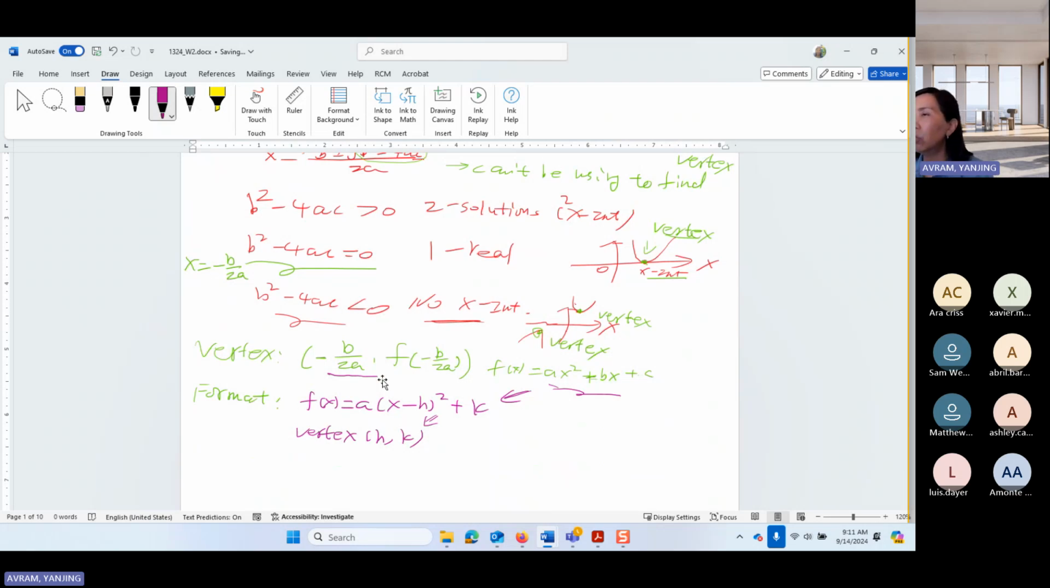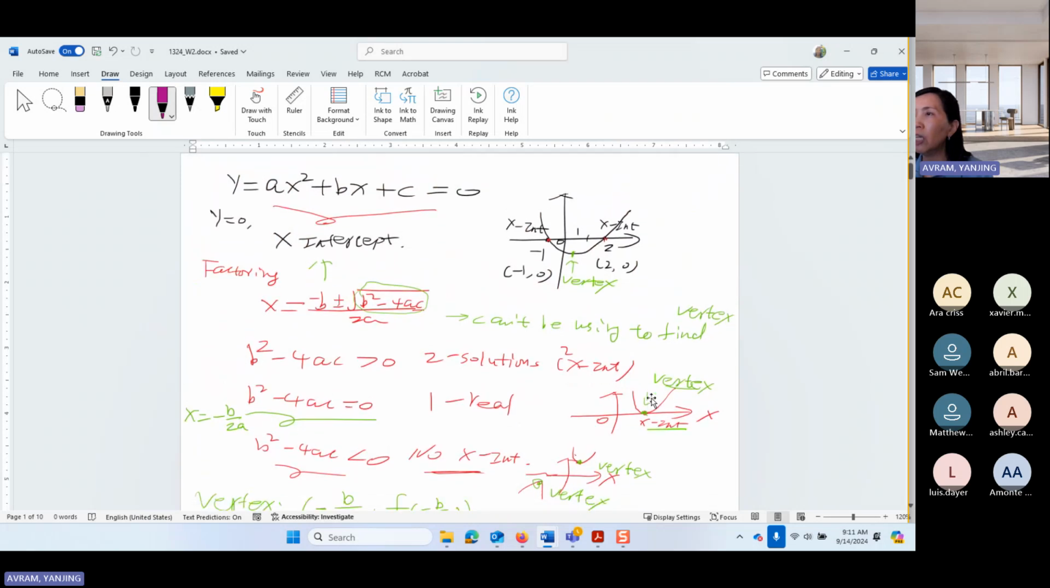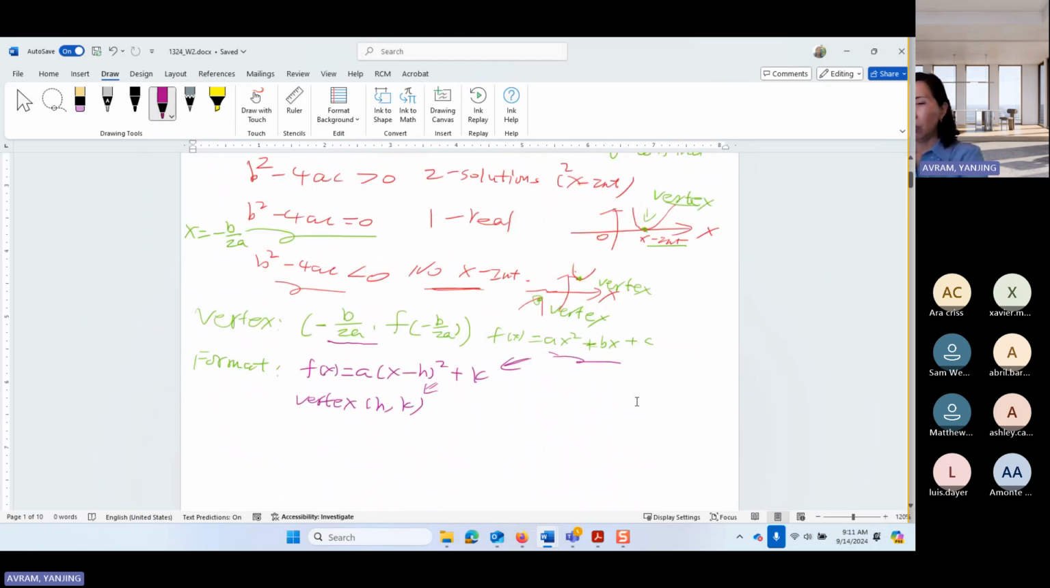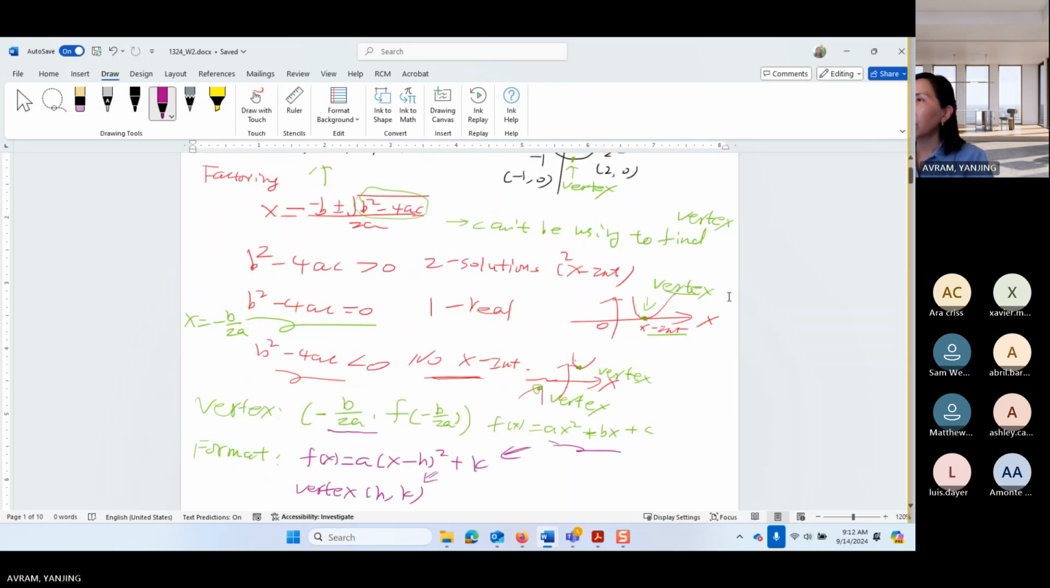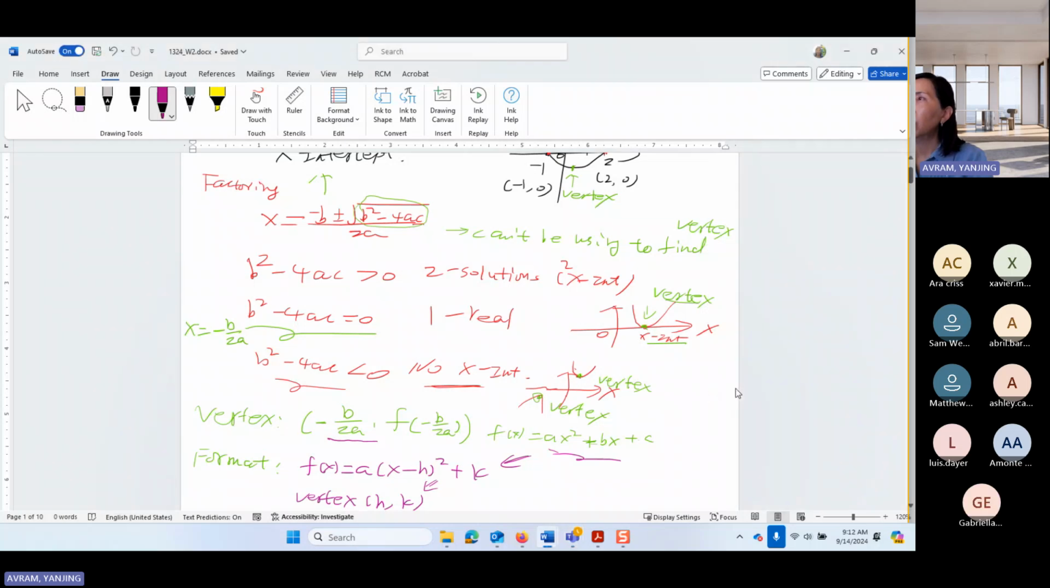All right, so those two are the most important characters for this chapter that you will need to be very, very clear on, okay? So do not confuse the vertex and the x-intercept. The only time the vertex will equal the x-intercept is when b squared minus 4ac equals 0, when the quadratic only touches the x-axis at one point. Any question about these two?